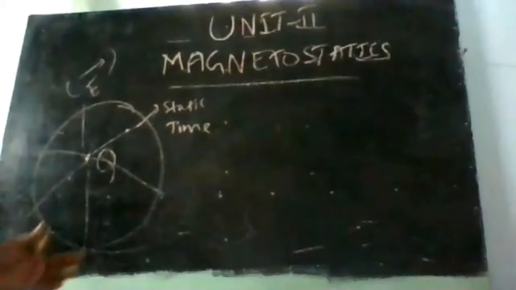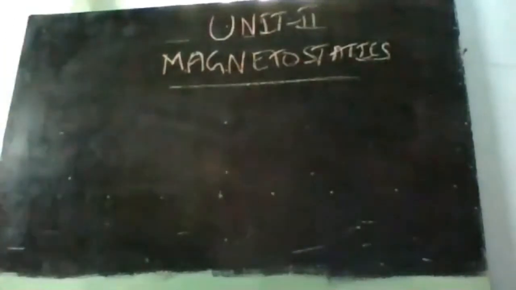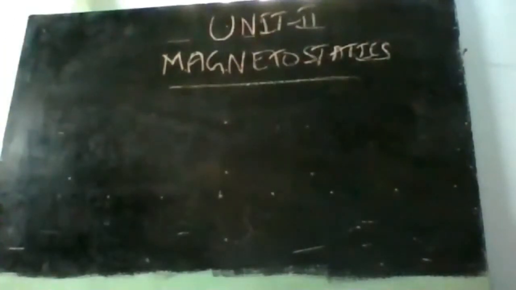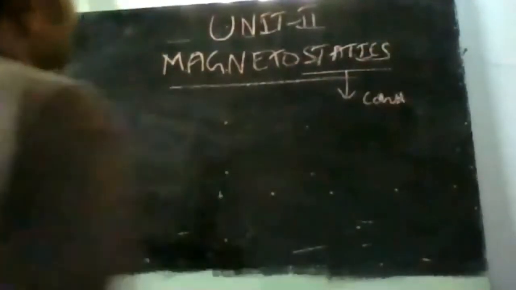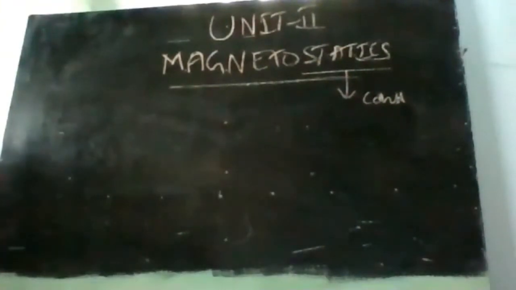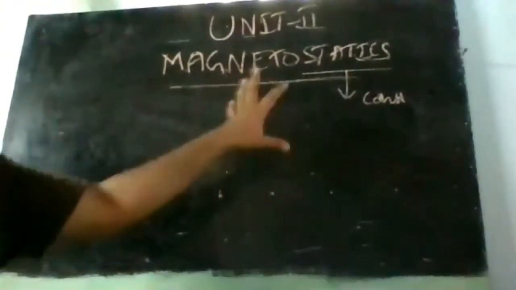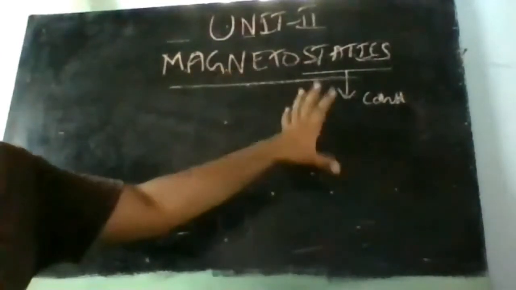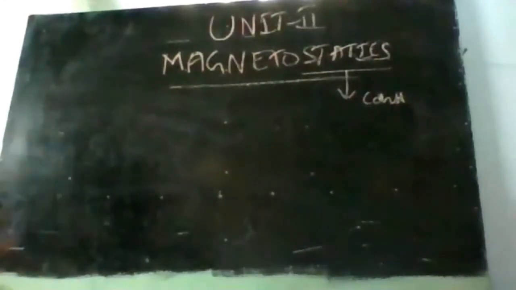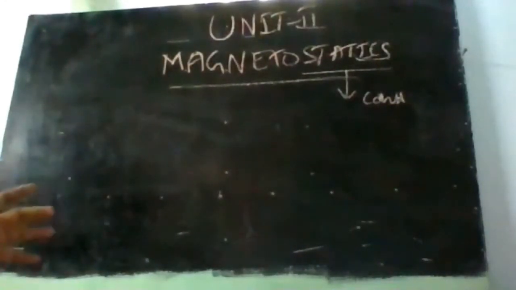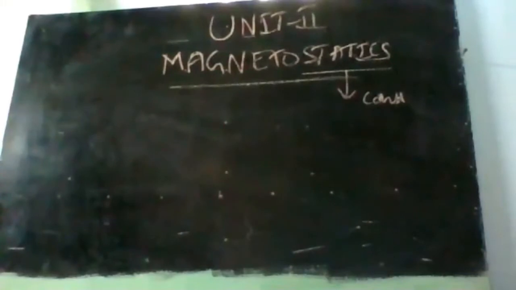Now in a similar way, we have magnetostatics. What does magnetostatics mean? Statics means static, that is, constant with respect to time. So it is the study of constant magnetic fields, that means a field which is static in nature and does not change in time. If the value of the field does not change in time, it is called a static field. If the field has electrical nature, we call it electrostatic field, and if the field has magnetic nature, we call it magnetostatic field, a static magnetic field.